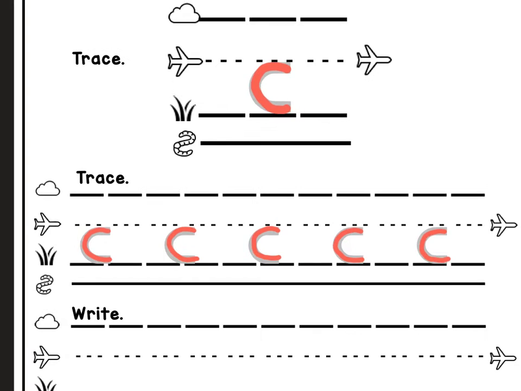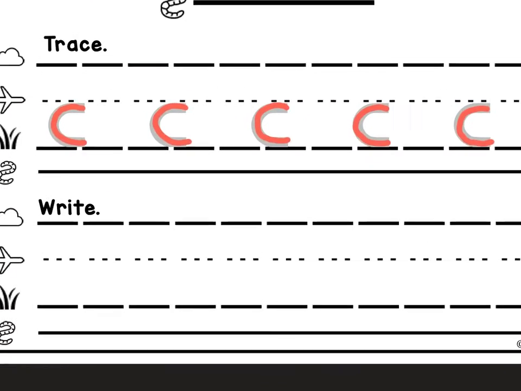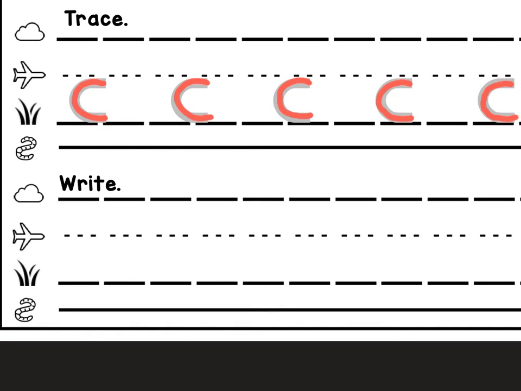Let me switch to blue as I do the last ones down here. Okay? It's kind of tricky, but we can do it. Start at the plain line, curve backwards, fly down to the grass line.